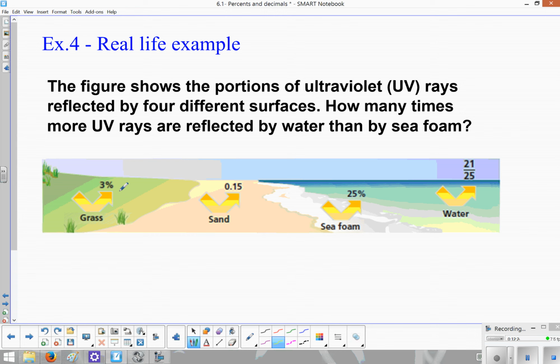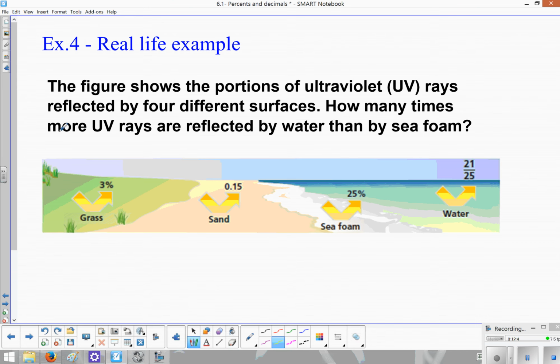It's talking about UV sun rays. So it says the figure here shows the portion of ultraviolet UV rays reflected by 4 different surfaces. I guess wherever you are at the ocean, it depends how strong the sun rays is and how bad your sunburn can be.